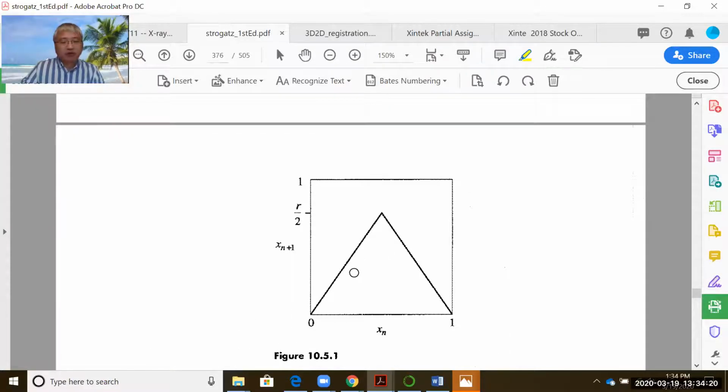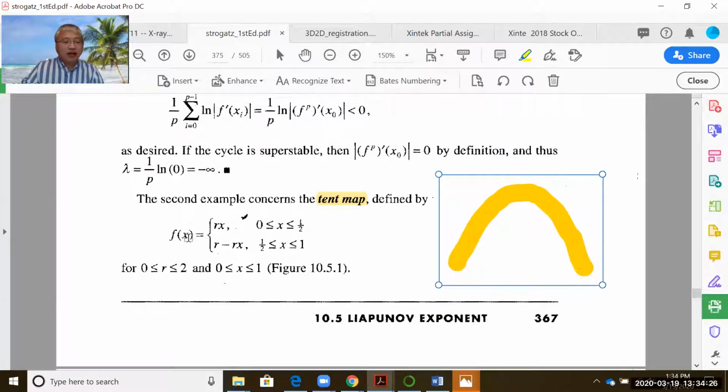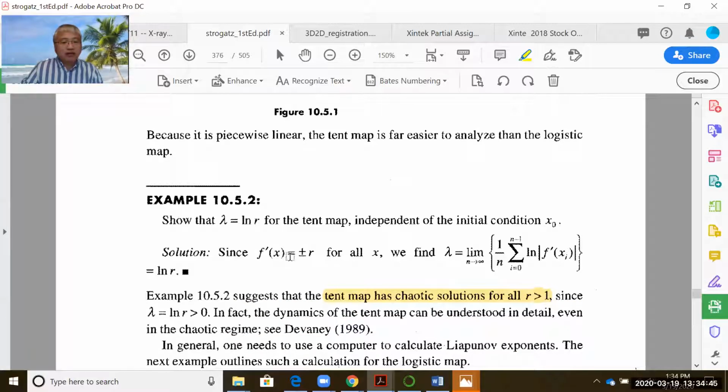It's very simple. The derivative of this function is either r or minus r, which makes it very easy to calculate. So f(x) is rx on the left half and r(1 minus x) on the right half. The derivative f prime will be either r or minus r depending on the left or right half, but the absolute value is always r. Therefore the Liapunov exponent, calculated through this quantity, is simply log r, because each of these quantities is r, you have n of them, and n divided by n gives r.